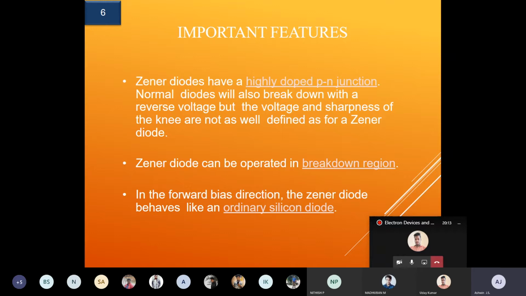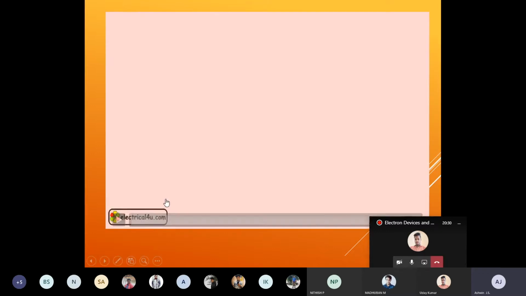And what is the application of a PN junction diode? Rectifier. And what is the application of a Zener diode? It's a regulator. It regulates the output voltage and provides a constant voltage. So I will show.